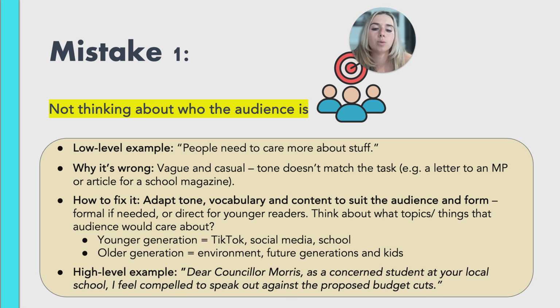So a high-level example would be, Dear Councillor Morris, as a concerned student at your local school, I feel compelled to speak out against the proposed budget cuts. So you can see it's very clear who I'm addressing. It's clear that the thing I'll be talking about is relevant to the person if it's a councillor. So that shows I'm directly addressing my audience. And throughout that as well, it'll be very clear. Talk about things your audience would be interested in that would persuade them. Easy way to think about your audience.